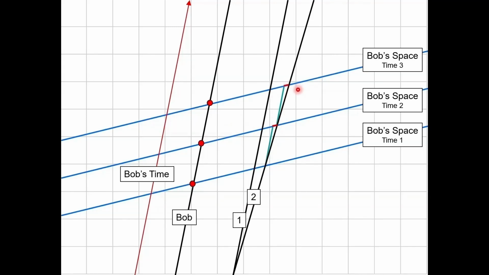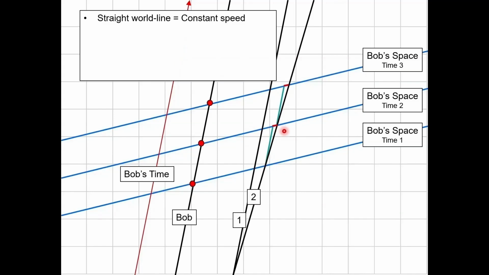We can prove this out of geometrical considerations that we won't really get into in this video series. But in this case, these two triangles are similar. So over the same amount of time, the distance grew the same amount, which means the speed is the same. From this we learn that a straight world line means constant speed.